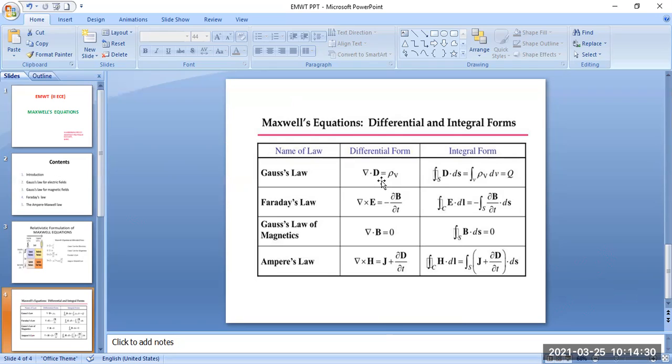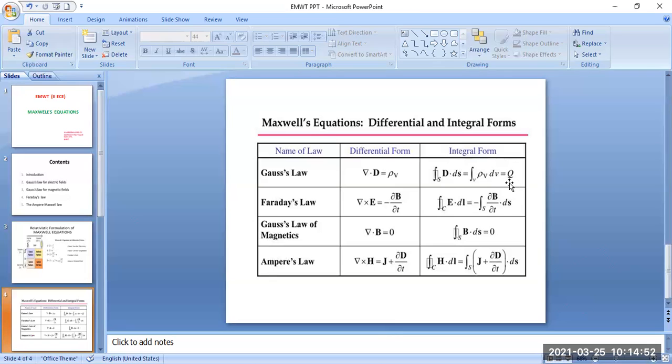So divergence of electric flux density is equal to the volume charge density. Similarly, we can write this equation in the integral form. That is closed surface integral S, D bar dot dS bar is equal to integral V, volume integral of rho v into dv, that is equal to Q.